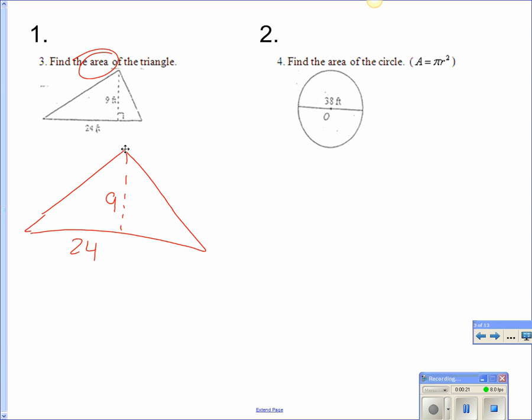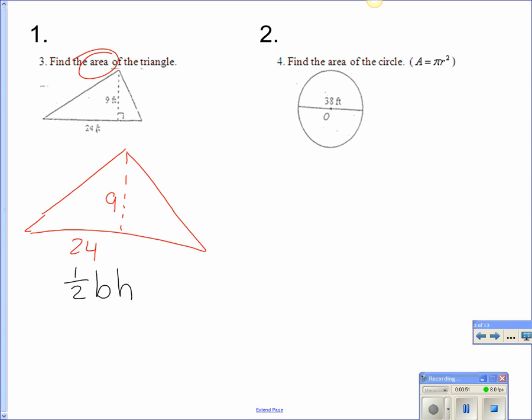Okay, so on number 1, they don't give you a formula to use. This is one that you have to have memorized, and that's why I make you do the foldable. So you'll have those memorized. So on your foldable, what's the formula for area of a triangle? Half base times height. So it's 1/2 base times height.